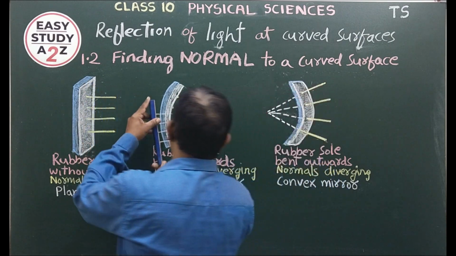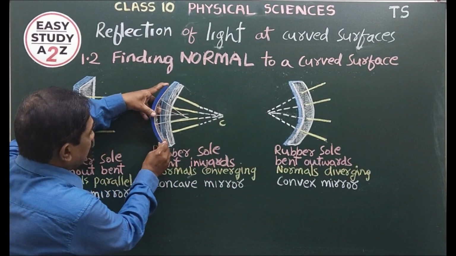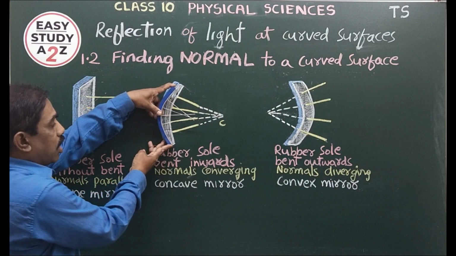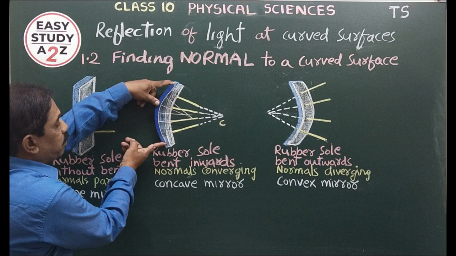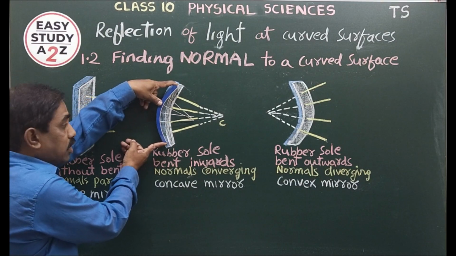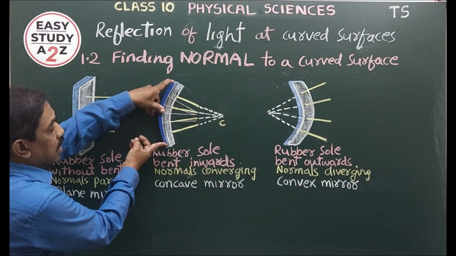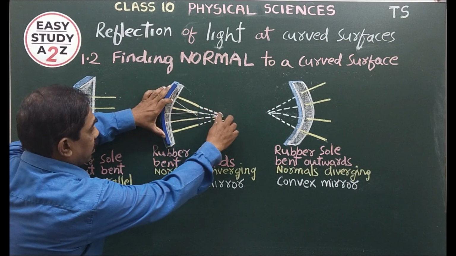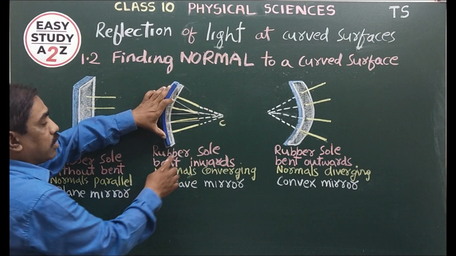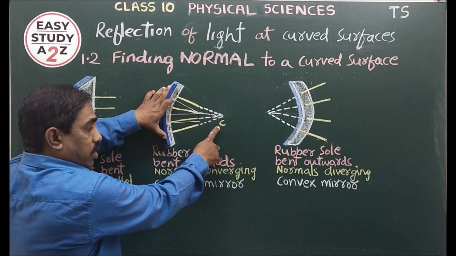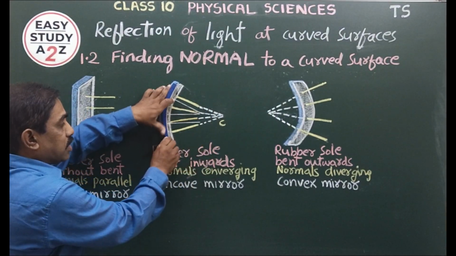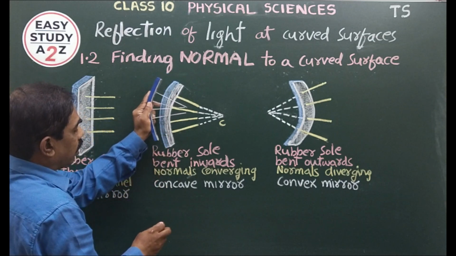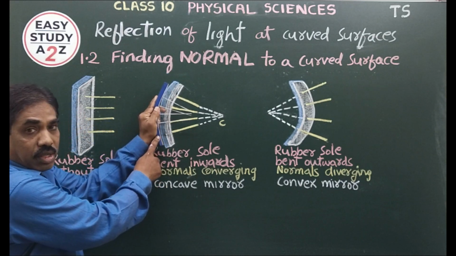Now the second case. Bend the rubber sole like this. When the rubber sole is bent inwards, the normals appear as if they are converging at a point. This point is called the center of curvature. Now when it is bent like this, this is a case of concave mirror.